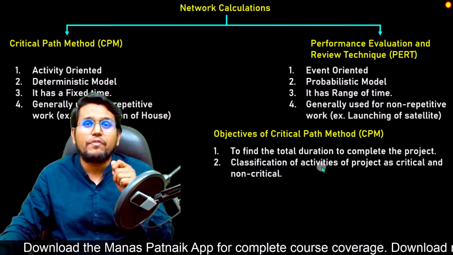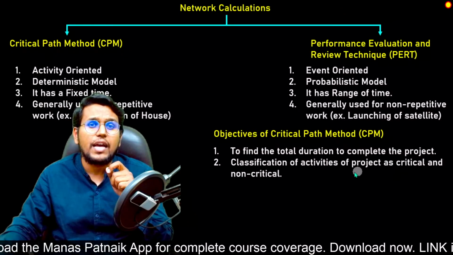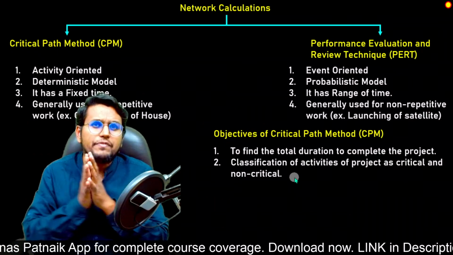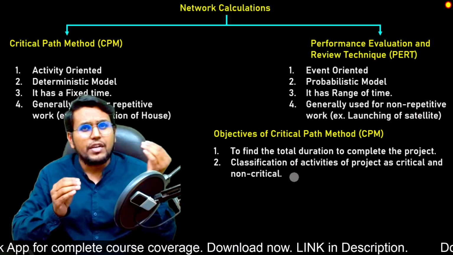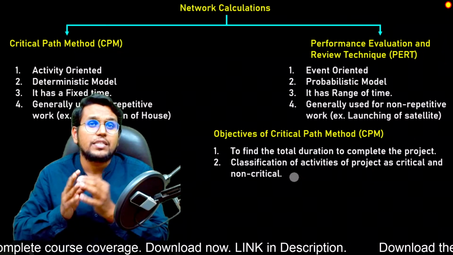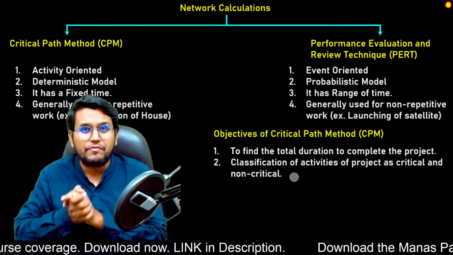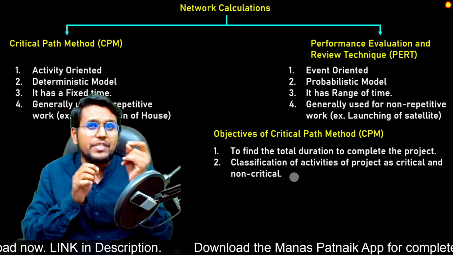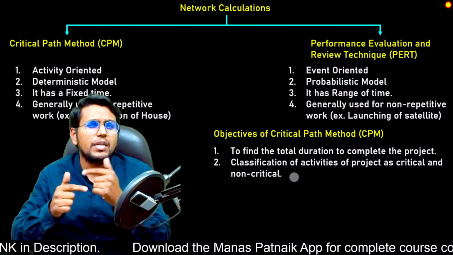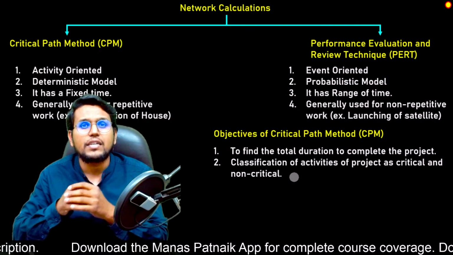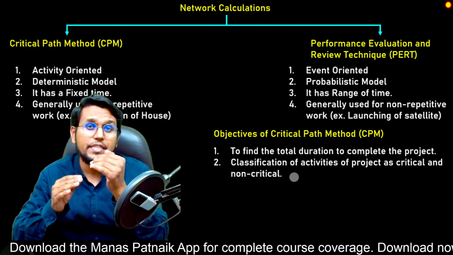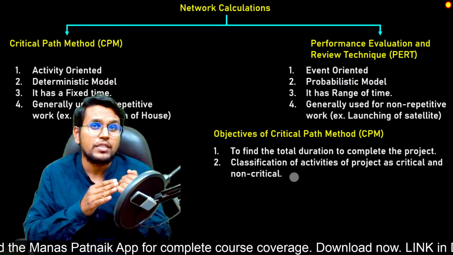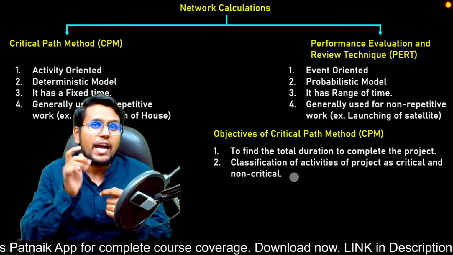Now, classification of activities of a project as critical and non-critical. So when we are drawing a network, when we are finding the critical path, the path which we found out is the critical path because the activities are critical. We will see in a moment what it is, and the activities which are not involved in that path are called non-critical activities.